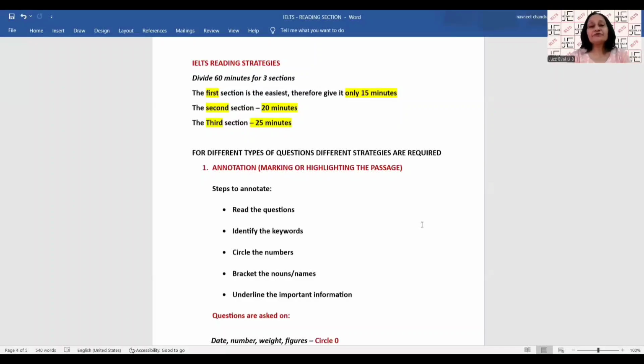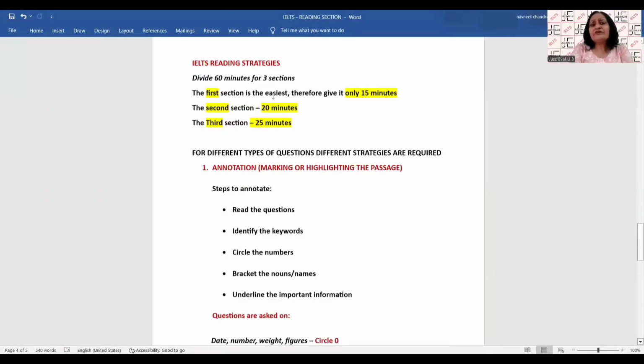Now let's dive into the IELTS reading strategy. That is, once you get your paper, what should you do? If it's a computer-based exam or a paper-based exam, the questions are the same. But how do you divide your time? How should you go about it? What is the strategy? So now you remember that you only have 60 minutes, three sections, and there are approximately 2,500 words that you have to read.